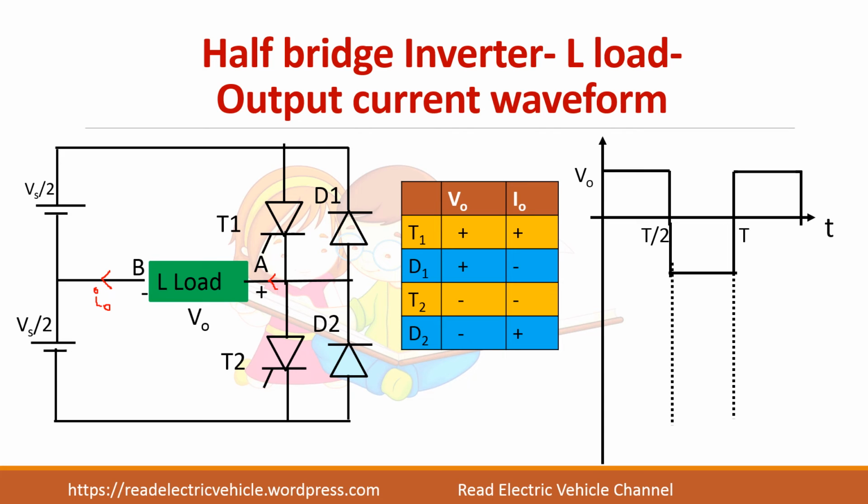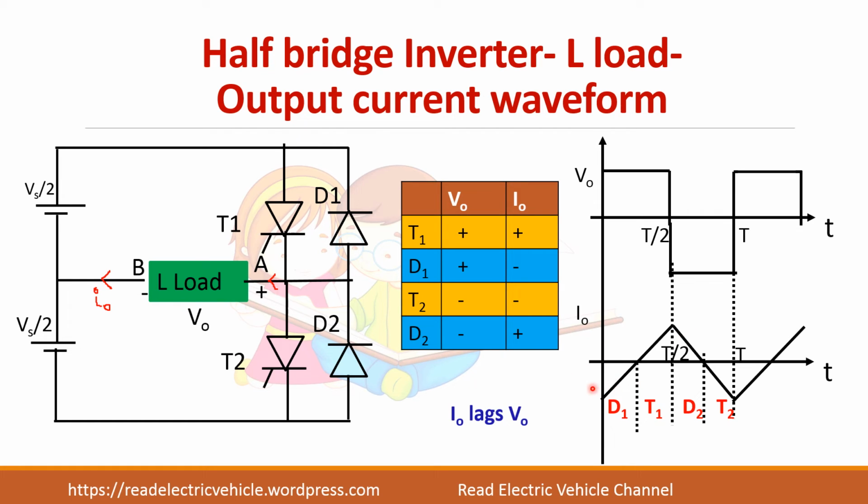So now we will see the output current waveform in case of an inductive load. So this is the voltage waveform, and the current waveform should lag the voltage waveform in case of an L load. And this is an L load, and you are applying a DC voltage across the load. So the current will be a ramp waveform or a triangular waveform. If it is an RL load, you may get an exponential waveform. So if it is a pure L load, you will get a triangular waveform.